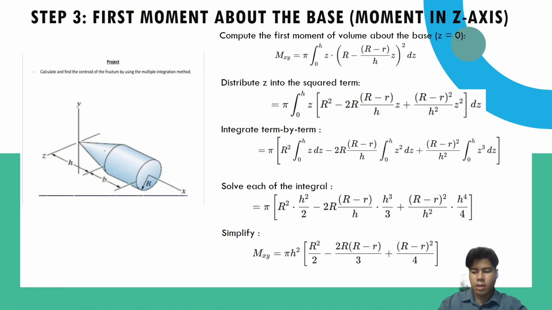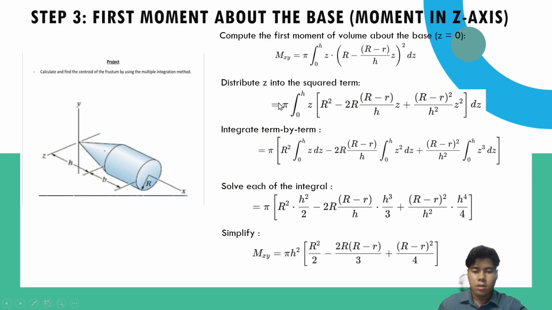Okay, the next step, step 3, first moment about the base, which is the moment about the z-axis. The first moment tells us about the balance point or the centroid, and the formula is represented by this equation, Mxy. So we can now compute the first moment of the volume about the base, which is z equals 0. The next step is to distribute the z into the squared term.